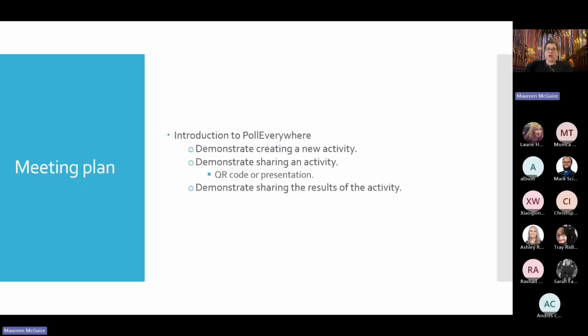So what I'm going to do is introduce you to Poll Everywhere. I'm going to demonstrate creating a new activity and sharing an activity. We'll probably do one of the polls or activities that I already have set up. I'll show you that you can either share a QR code, a URL, or a text number, or you can just share the presentation, and then I will show you how to share the results of the activity.